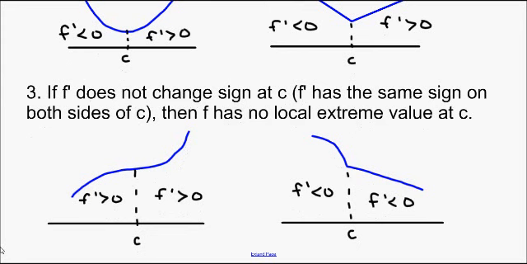Last up, if f prime does not change sign at c, so you either have f prime is negative and negative, or f prime is positive, positive, then f has no local extreme value at c. So in this case, you see this function continues to rise, and at c, it's not dipping down at all. It just continues to rise. f prime is positive on both sides. There's no max or min here. This case here, again, not differentiable at c, but you see that the derivative is negative to either side of c.